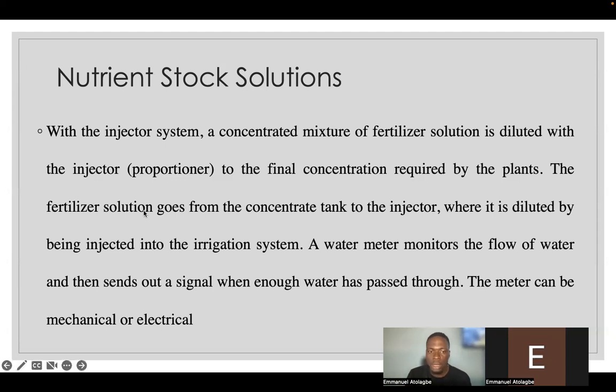So in doing that, a water meter monitors the flow, measures the flow of water. We have meters like the flow meters that give us the flow of water, the liters leaving, say for example, the reservoir, your source of water, per time, and that is mixing with the stock solution, that is the concentrated solution.